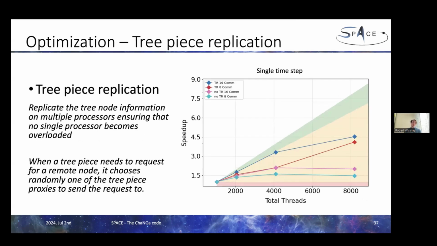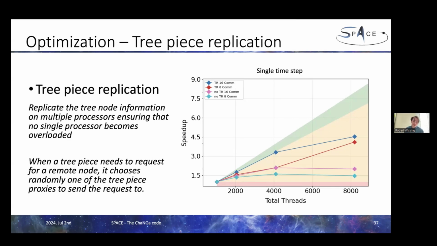And the optimization that we found for this is that we can do tree-piece replication. So we replicate the tree node information on multiple processors, which ensures that no single processor becomes overloaded with communication. And this has already, in this alpha stage, been seen to severely improve the performance when scaling. Another thing that we're doing here, you can see it says 16-com, 8-com. 16-com means that we're doubling the amount of communication threads that we're using to communicate between the different nodes. So ChaNGa uses SMP, which has specific worker threads and specific communication threads. So for this case, increasing the amount of communication threads leads to better performance.